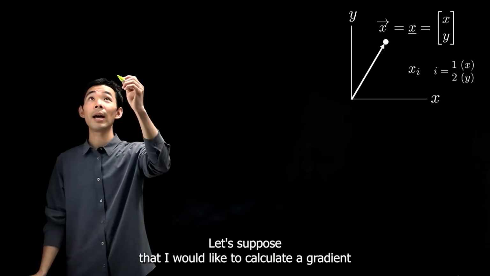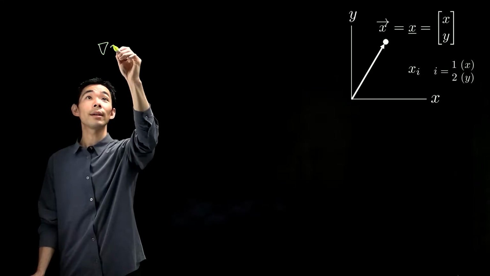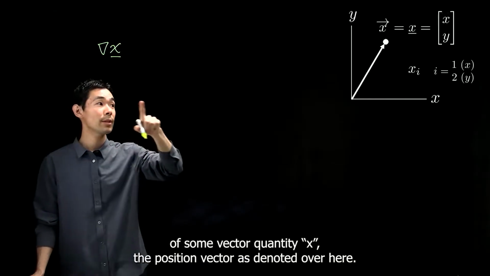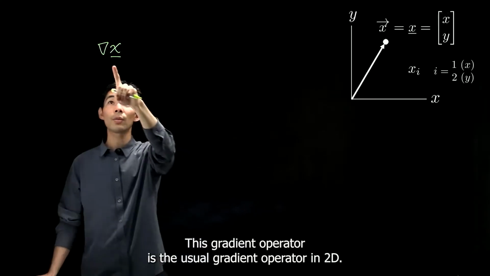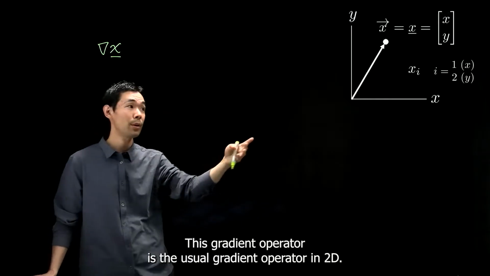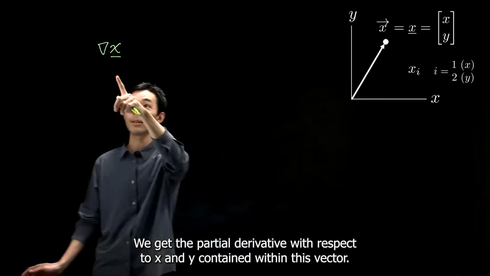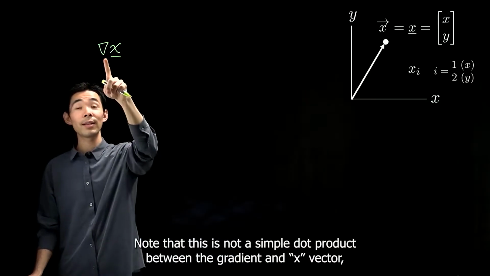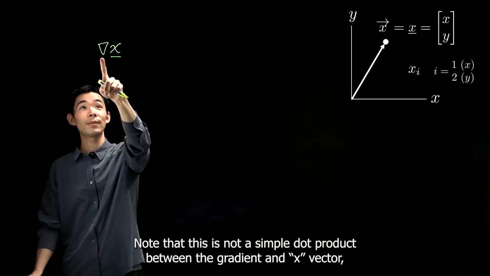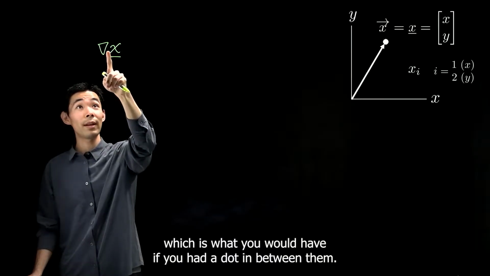Let's suppose that I would like to calculate the gradient of some vector quantity x, the position vector as denoted over here. This gradient operator is the usual gradient operator in two dimensions, where we have the partial derivative with respect to x and along y contained within this vector. So note that this is not a simple dot product between this vector and this vector, which is what you would have if you had a dot in between them.